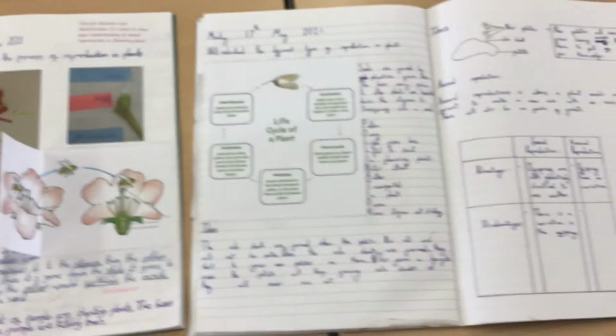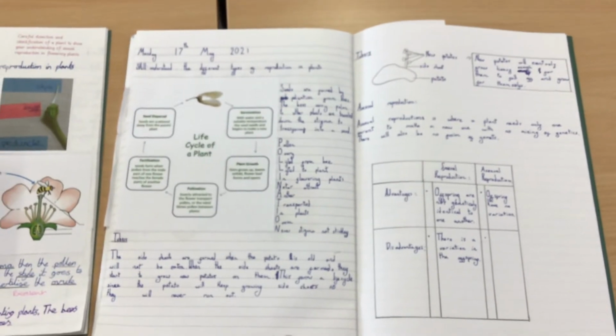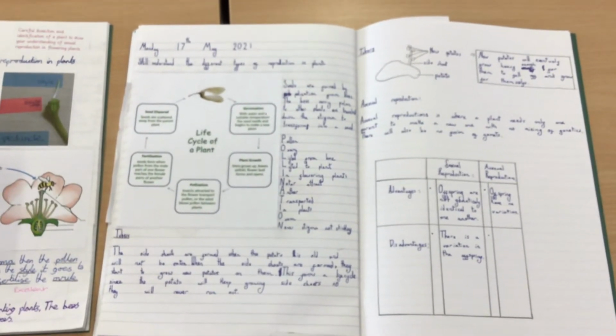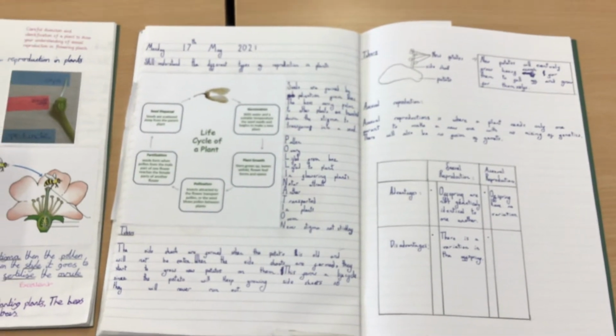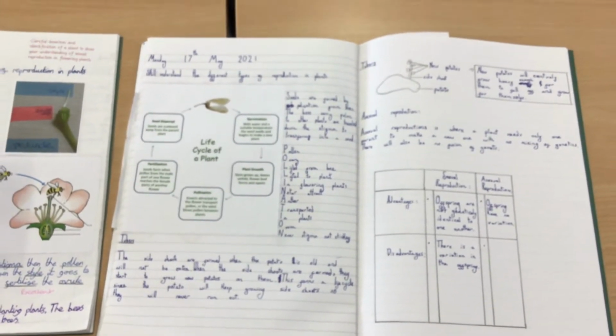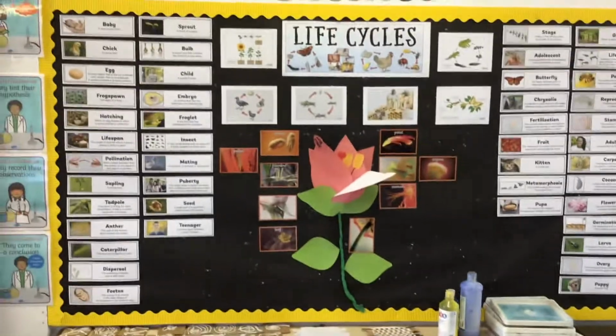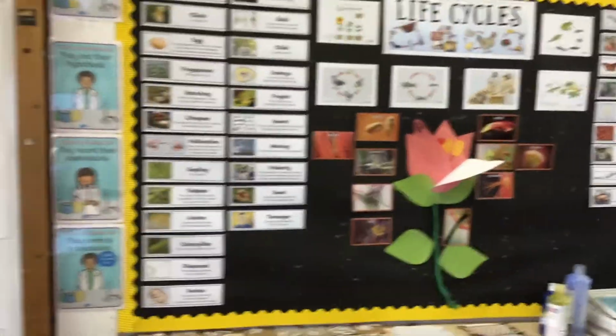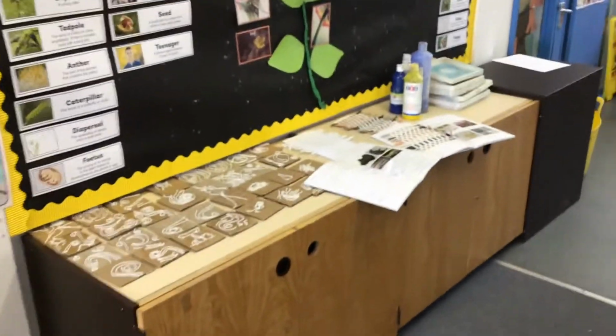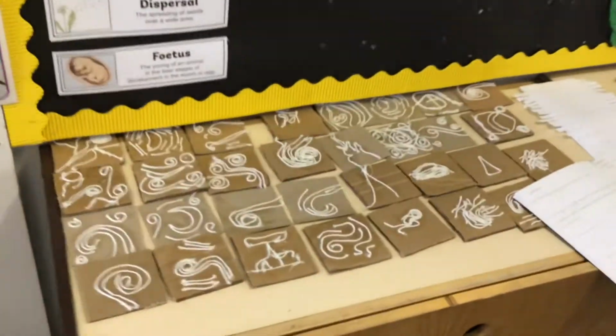We also carried on and looked at the differences between sexual reproduction in plants and asexual reproduction. Again, check with your small person, can they tell you the difference? Got a bit of this display going on here for the children to refer to. Lots of vocabulary. Now you can see here, there's some paint ready to go for our art.